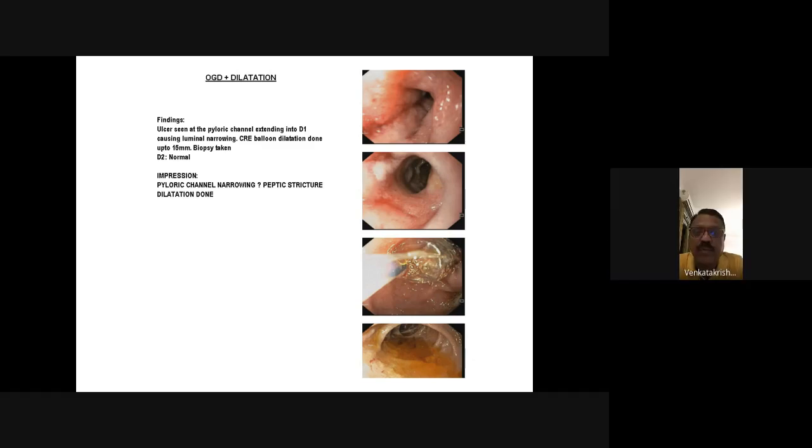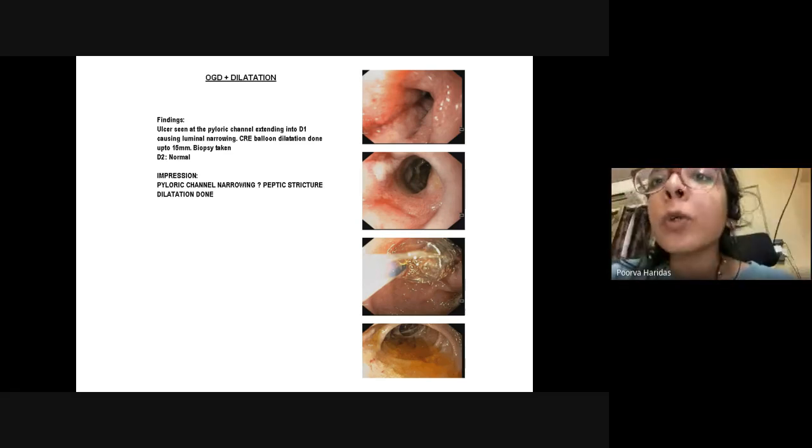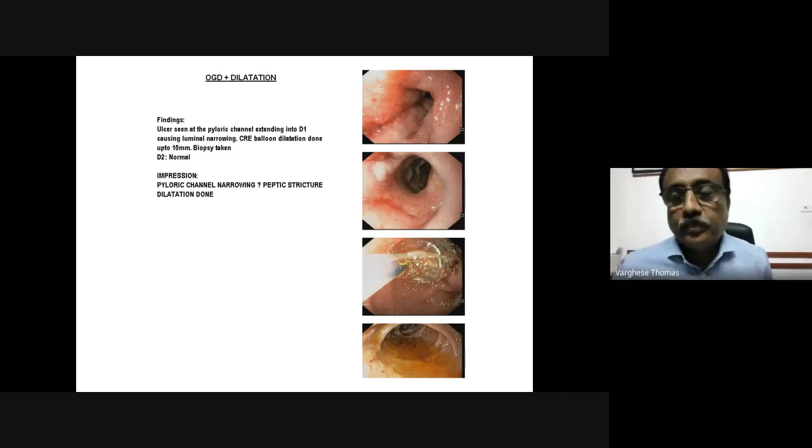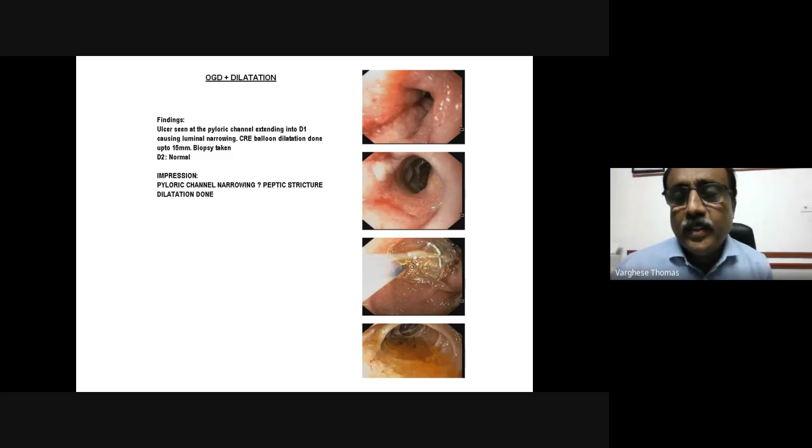So with this morphology, what are your differential diagnoses on endoscopy? Purva. Could be acid peptic disease, ma'am, or it could also be a gastric malignancy, a gastric ulcer. First will be gastric malignancy, more likely. What is pseudopylorus?